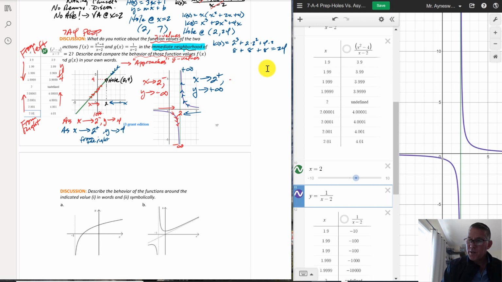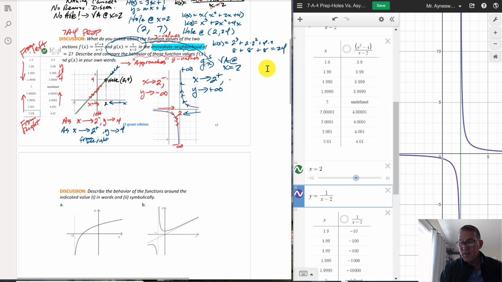There's no removable discontinuity. So for g of x right here, no removable discontinuity. We have a vertical asymptote at x equals 2. Okay, no holes, but we have that vertical asymptote. And so notice that the function values, the y values, behave totally different as you approach 2 compared to the previous graph. Huge, huge difference there, because the first one has a hole and the second one has an asymptote.